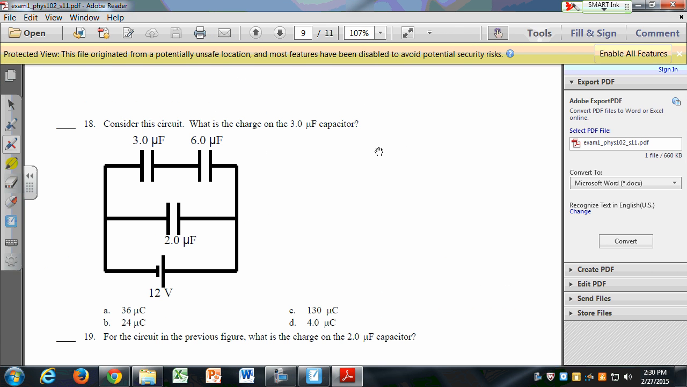All right, so consider this circuit. What is the charge on the 3 microfarad capacitor? By the way, this is exam 1 of spring 11, if you're following along. So I want to know, what is the charge on the 3 microfarad capacitor?